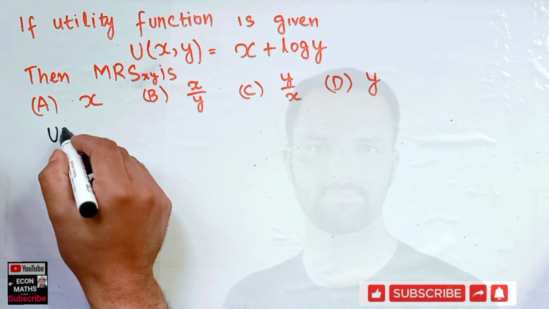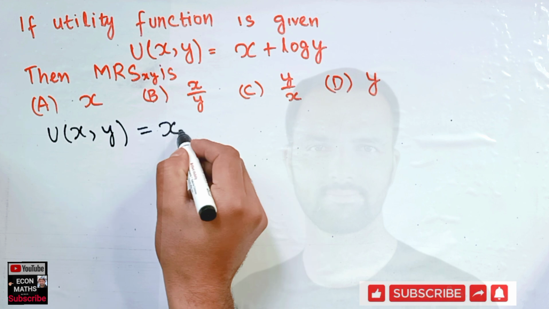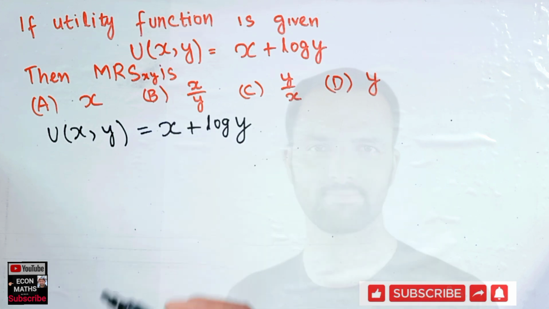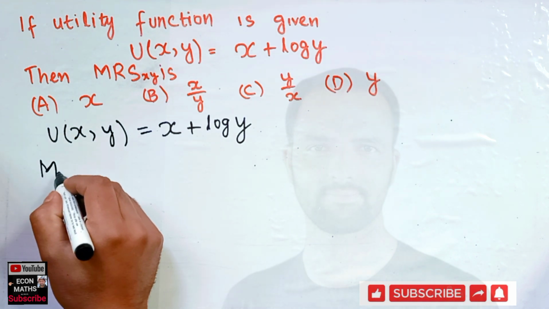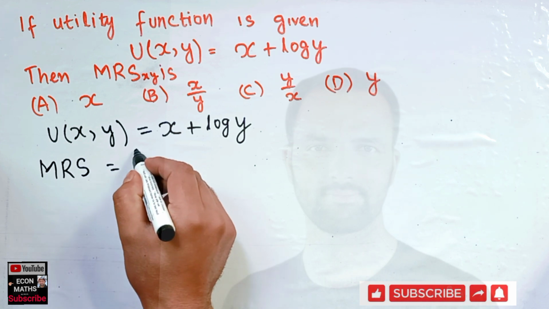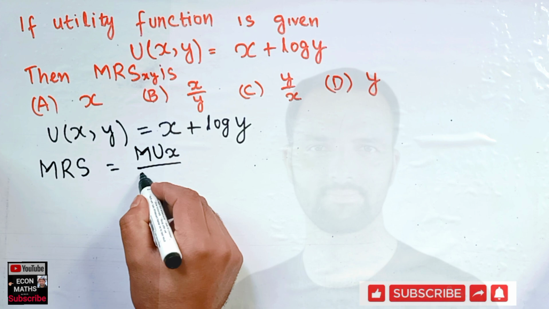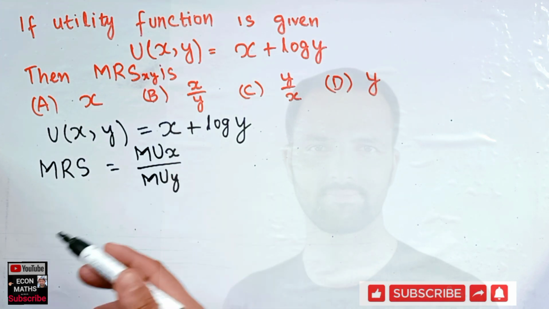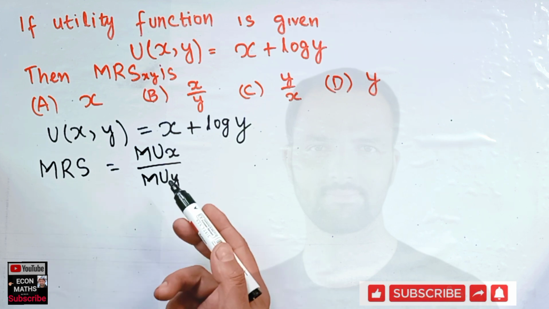So what is being given here? We have u(x, y) is equal to x plus log y. This is our utility function. And what is the marginal rate of substitution between x and y? It is given by the marginal utility of x upon the marginal utility of y. This is the relationship between the marginal rate of substitution and the marginal utilities of x and y.